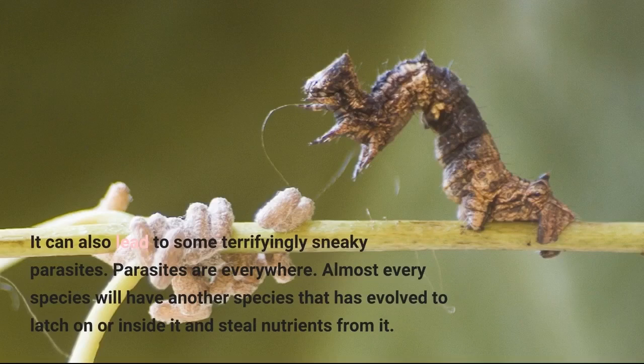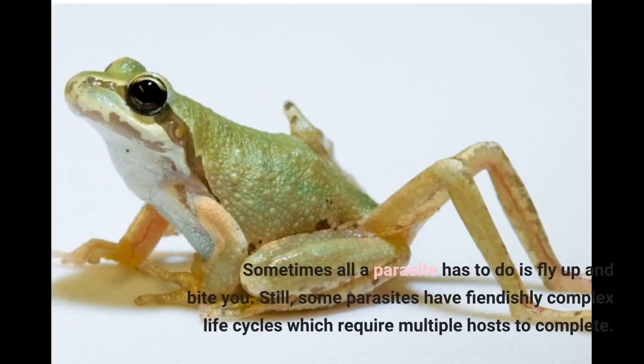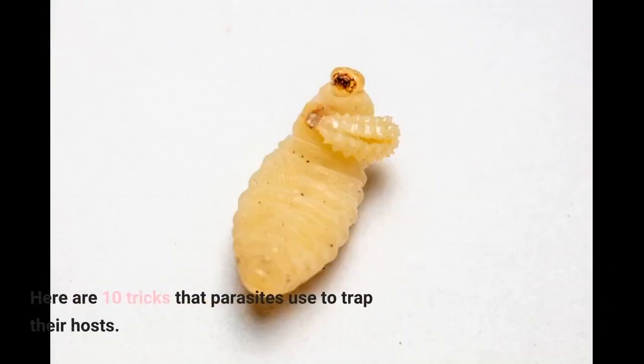Parasites are everywhere. Almost every species will have another species that has evolved to latch on or inside it and steal nutrients from it. Sometimes all a parasite has to do is fly up and bite you. Still, some parasites have fiendishly complex life cycles which require multiple hosts to complete. Here are 10 tricks that parasites use to trap their hosts.